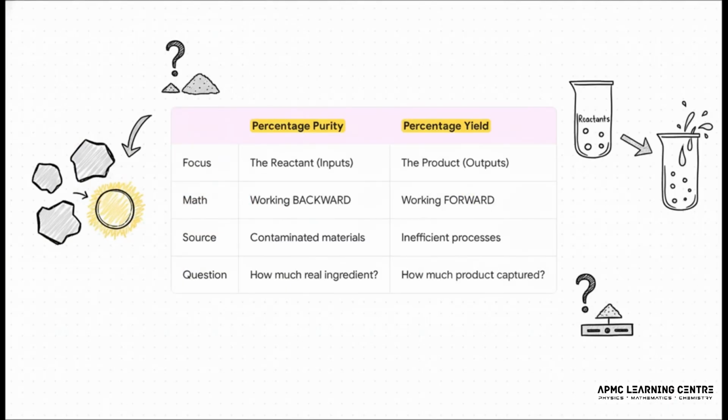Okay, so let's just pause for a second and nail this down, because it's important. Purity is all about your inputs, and you work backwards from your final product to find it. The question is, how much pure stuff did I start with? On the flip side, yield is all about your outputs, and you work forwards from your ingredients. The question there is, how much of what I should have made do I actually get? See the difference? Inputs versus outputs, backward versus forward.